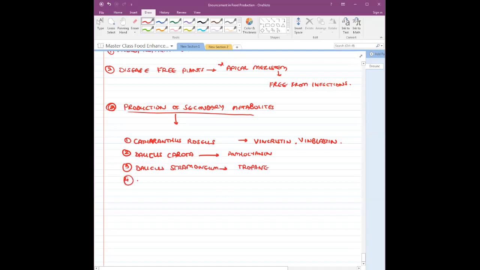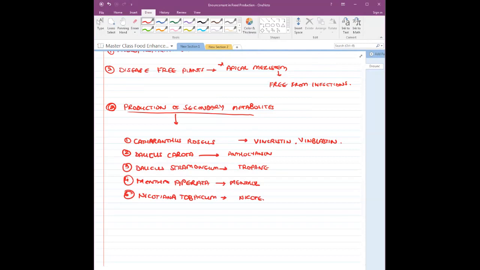Okay, guys, you need to remember these names. Then we have Mentha piperita. This is very simple. Mentha piperita is going to give us menthol. And lastly, guys, we are going to have Nicotiana tabacum. This is going to give us nicotine. So these are some of the secondary metabolite products that we have got from here.